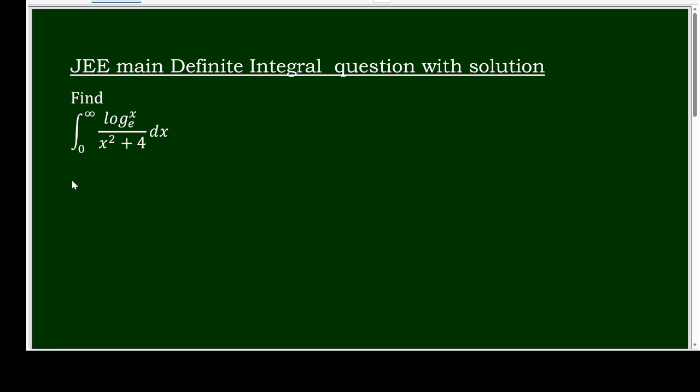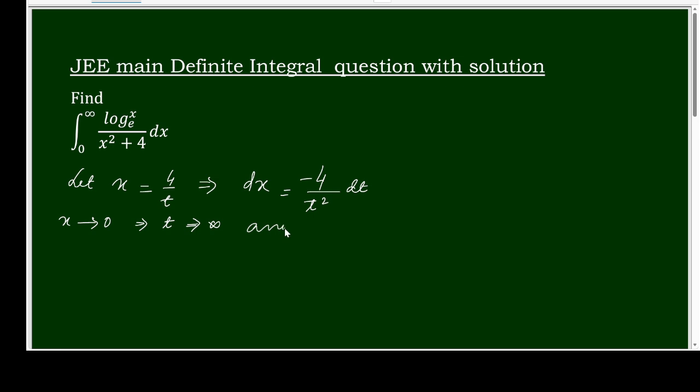Now what we'll do, let x be 4 over t, then its derivative equals negative 4 over t squared with respect to t, and we have to change the limit. When x tends to 0, this implies that t tends to infinity, and when x tends to infinity, this implies that t tends to 0.